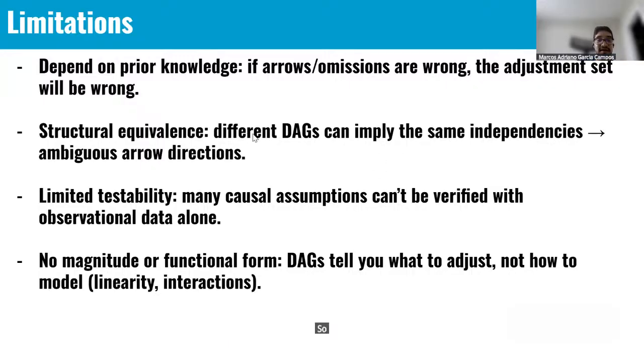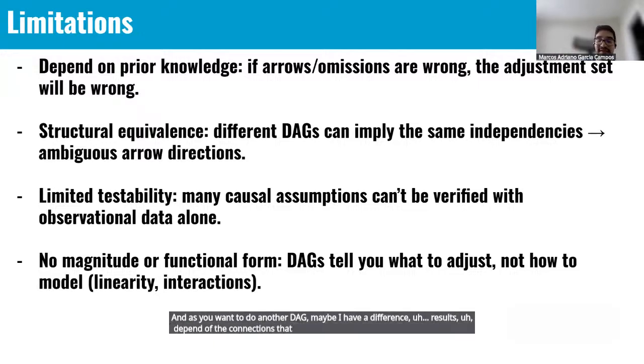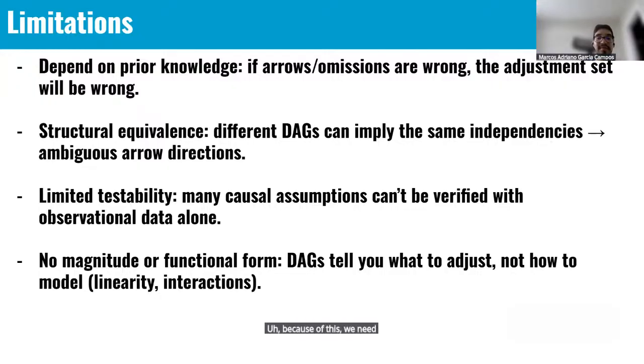So because of this, different DAGs can imply different results. If I make a DAG based on my knowledge, and João makes another DAG, maybe I have different results, depending on the connections that we set. Because of this, we need a clear pathway, a clear draw, because we need to make a reproducible DAG that other researchers could reproduce.